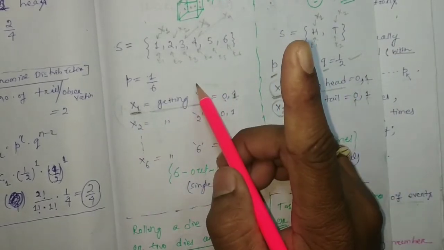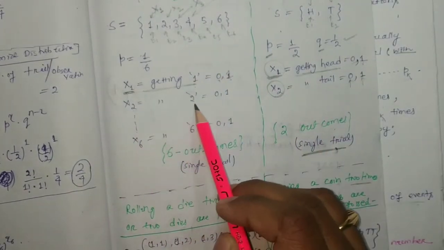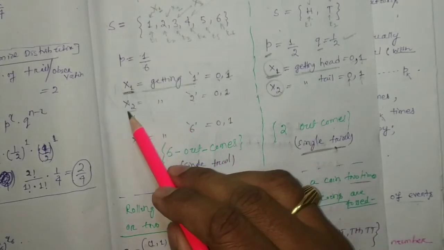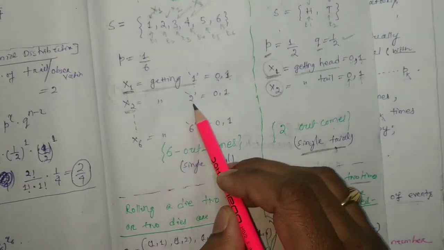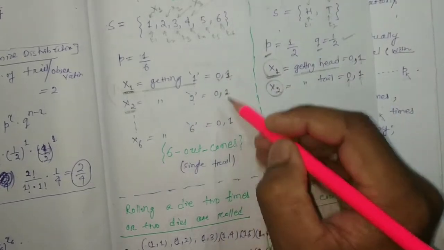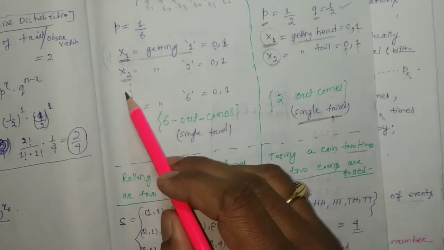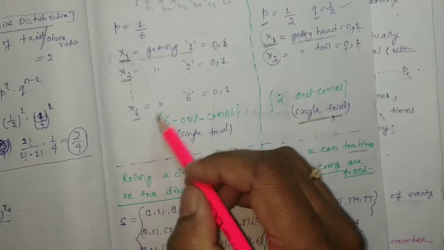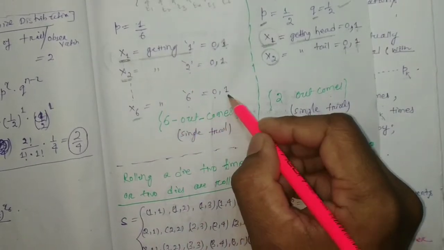Carefully you have to watch. For x2, that means getting 2, the random variable x2 represents getting number 2 on the face. The values are 0 and 1. Likewise for 3 also the same, and for 4 5 6 also. If we consider x6, it represents getting 6, and also the values are 0 and 1.